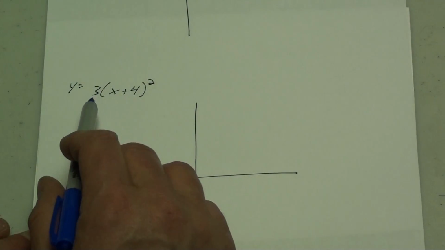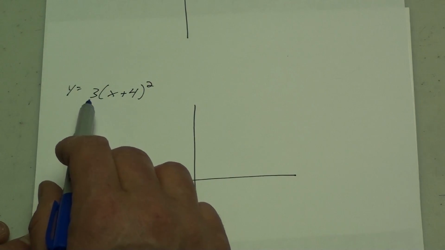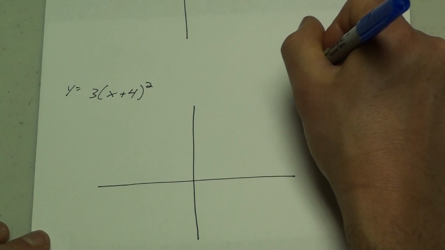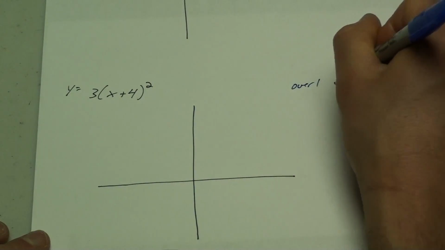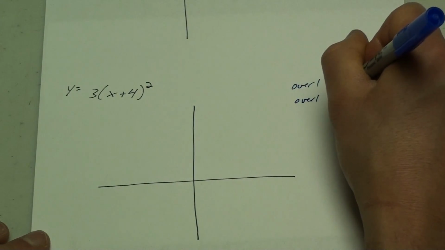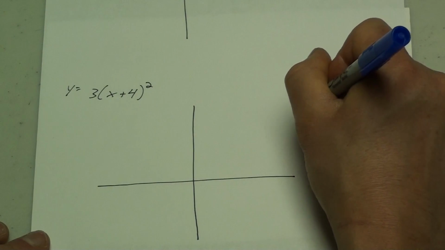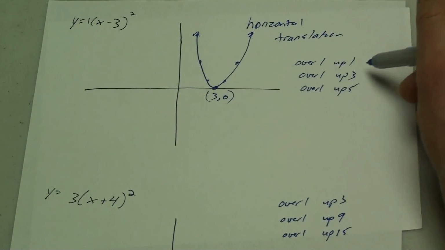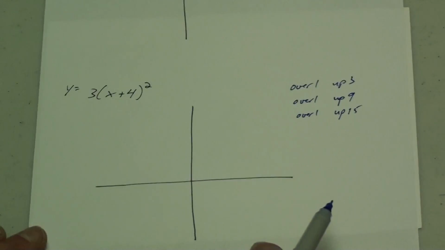Let's change that step pattern. Now my step pattern is being multiplied by 3. And it's still positive, so it's going to open up. So it's going to go over 1, up 3, over 1, up 9, and over 1, up 15. It's the basic step pattern, but the y value is tripled.